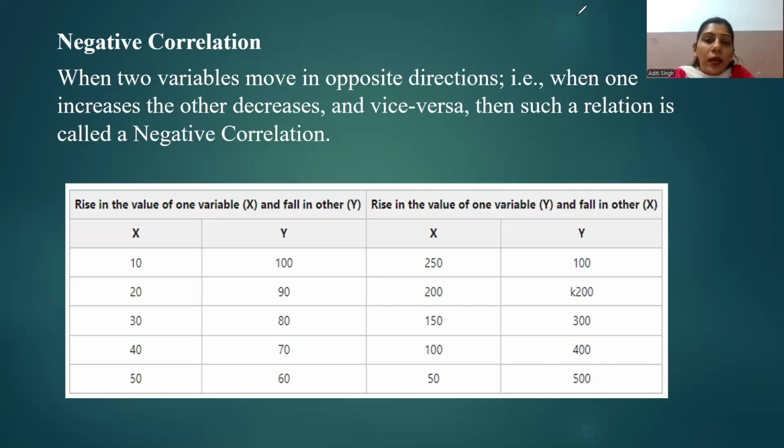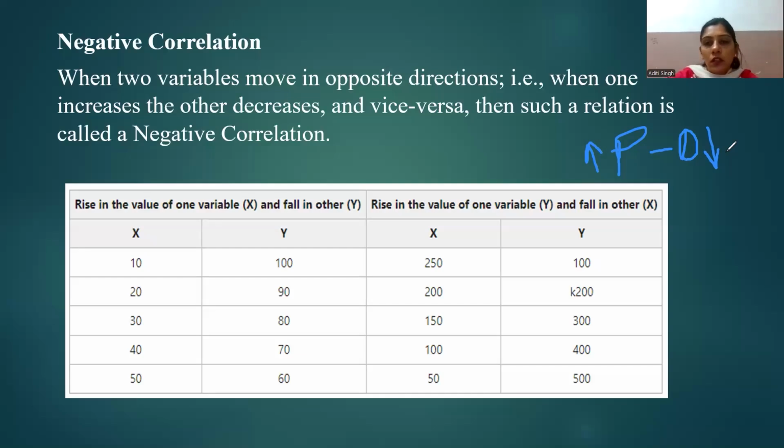For example, the correlation between the price of the product and the demand of the product is negative. Price and demand are negatively correlated. As price increases, demand will decrease. If the price of one product increases, then the demand for that particular product will decrease. So this is how negative correlation works.